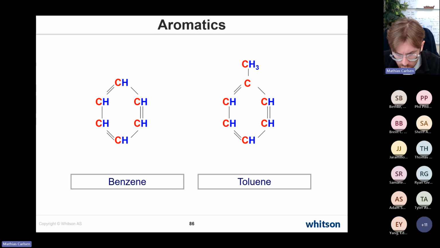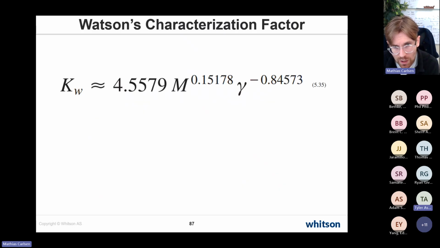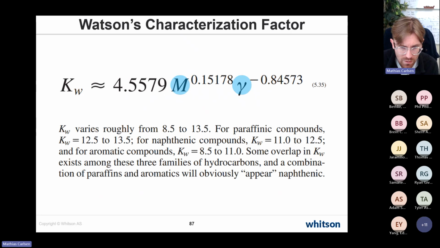Where are we in the world? Where is Permian versus the Eagle Ford versus Montney, etc.? To do this, we calculate a number that's called the Watson's characterization factor. It takes in two inputs, the molecular weight and the specific gravity, and it gives you this very nice index from 8.5 to 13.5.